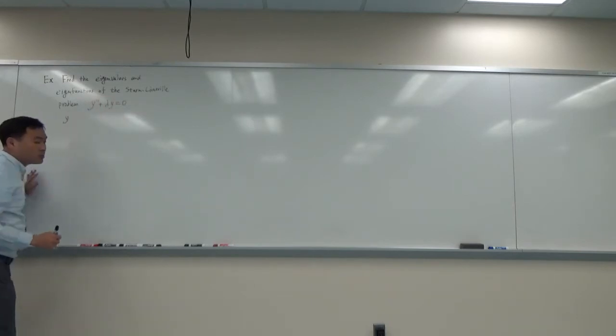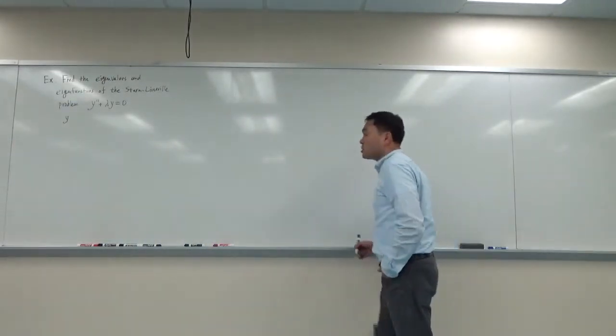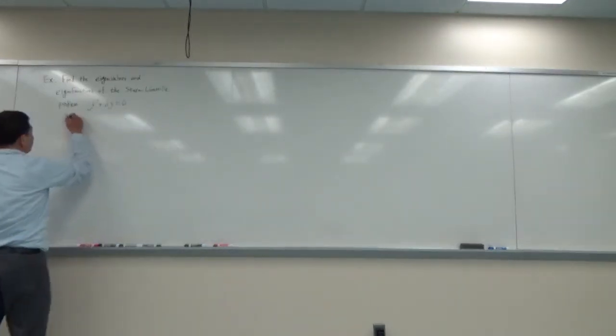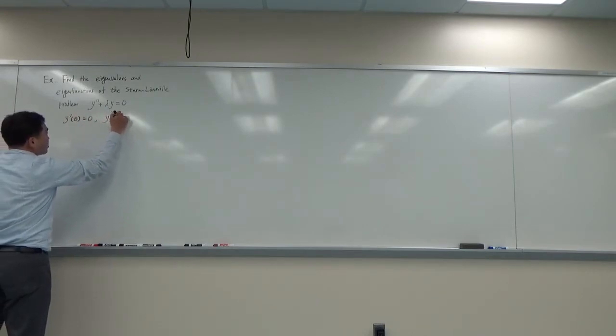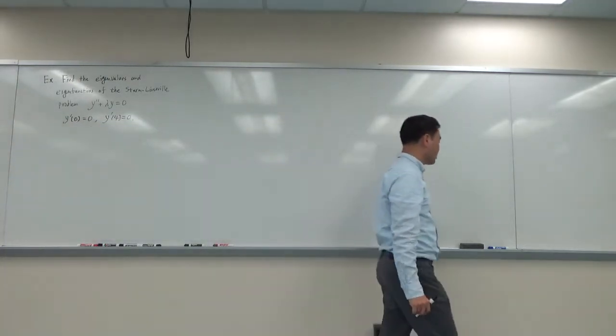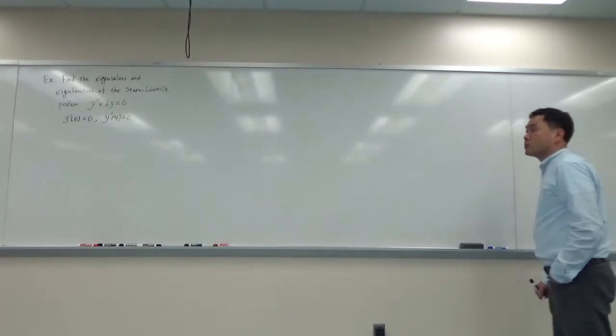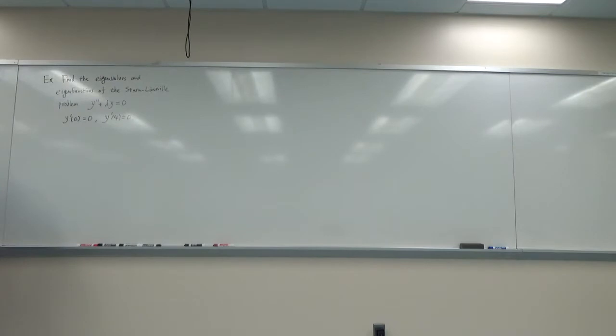And yesterday we did an example where the endpoint values were 0, but this time I'm going to give you an example where you have y prime of 0 equal to 0 and y prime of 4 equal to 0. Okay. Solution.